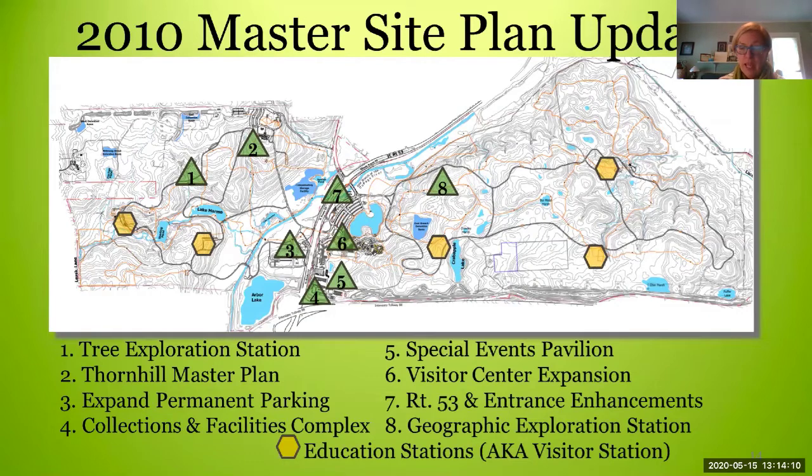And then we were looking at the little yellow hexagons that are on the plan as education stations. So changing the name visitor station to more of an education station. So this shows changing just the name of the Prairie Visitor Station to an education station, and then Big Rock. And I believe we've kind of created an education station at P8 with the geographic visitor station, or not the geographic, with the Gateway to Tree Science.